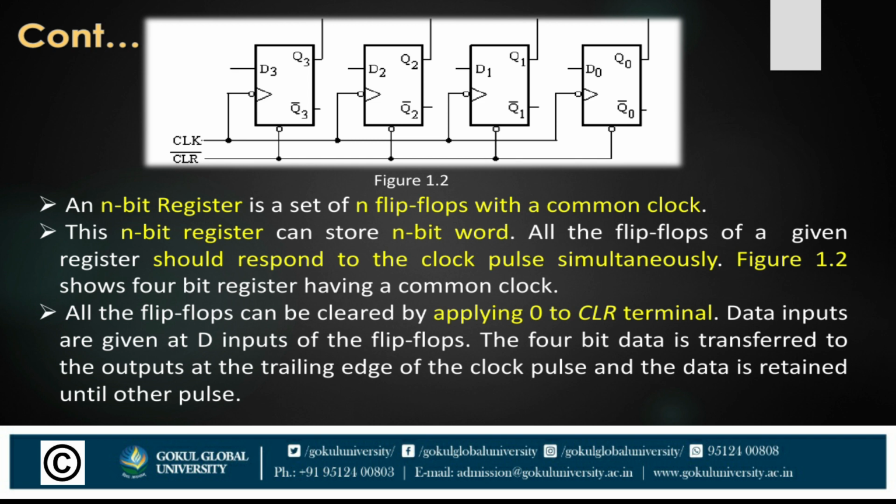All the flip-flops can be cleared by applying 0 to the clear terminal. Data inputs are given at the D inputs of the flip-flops. The 4-bit data is transferred to the output at the trailing edge of the clock pulse and the data is retained until the next pulse.